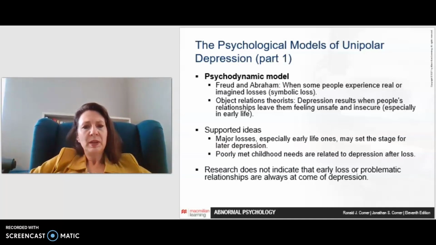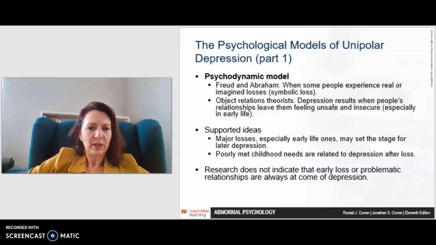The psychological models of unipolar depression started with the psychodynamic model. Freud and Abraham hypothesized that some people experience real or imagined losses, and that produces depression. Then the object relations theorists came along and said that really, depression results when people's early relationships leave them feeling unsafe and insecure, especially early in life. But it doesn't necessarily have to be an actual loss.